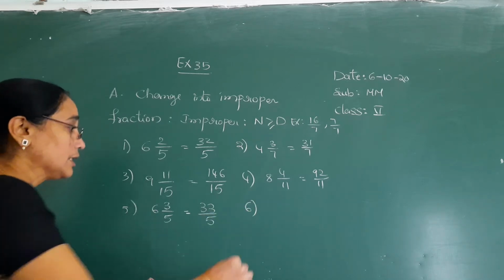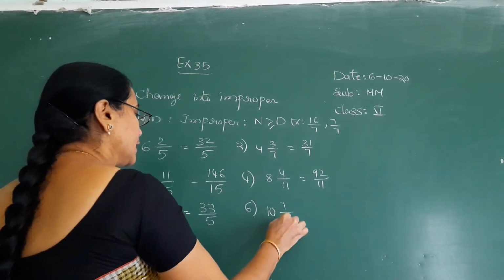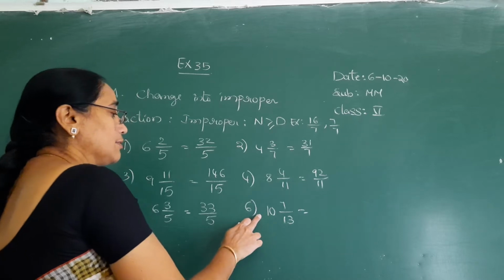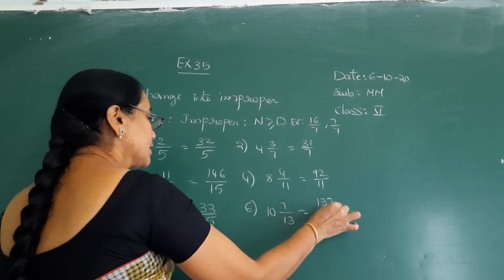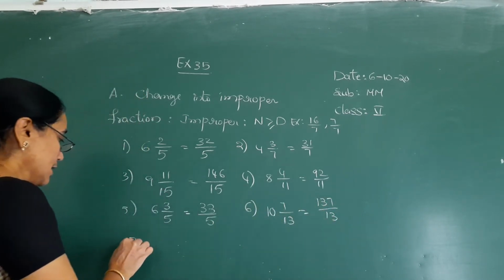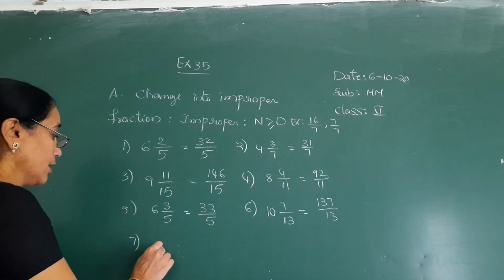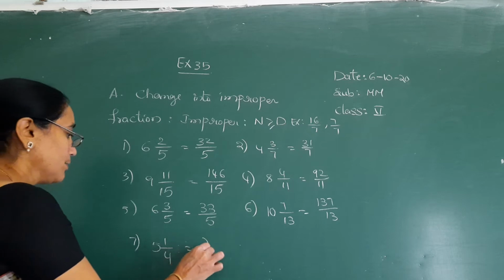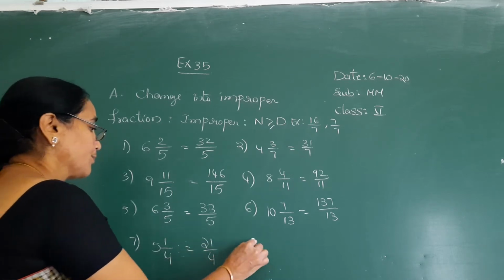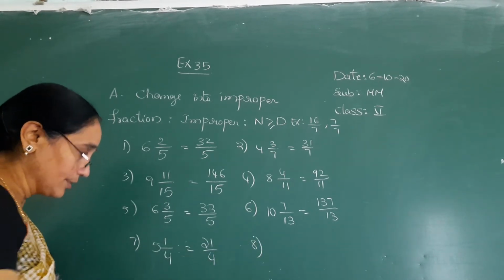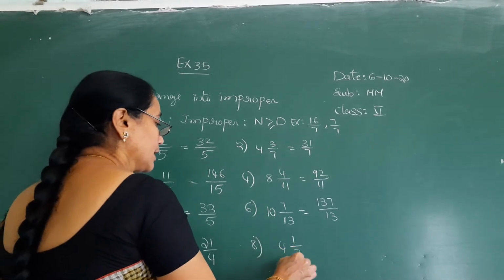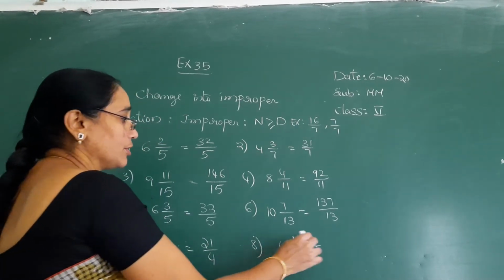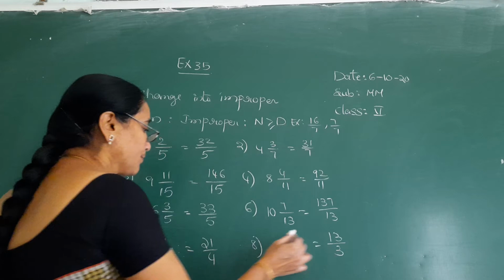Next one. 10 7 by 13. 13 10s are 130 plus 7, 137 by 13. See the seventh one. 5 1 by 4. 5 4s are 20, 20 plus 1, 21 by 4. See the eighth one. 4 1 by 3. 4 3s are 12, 12 plus 1, 13 by 3.